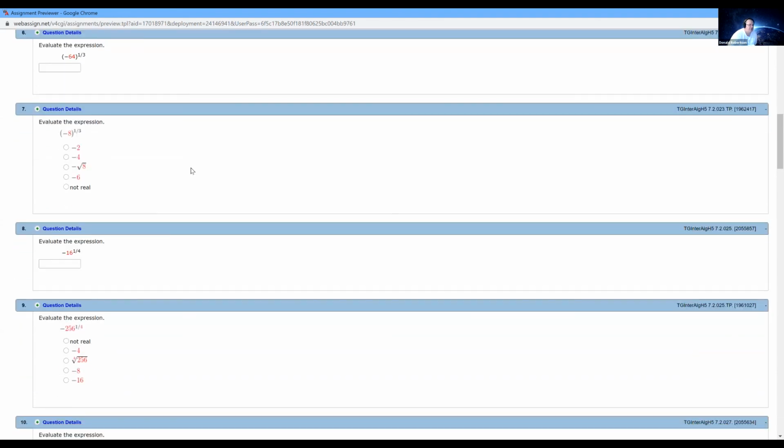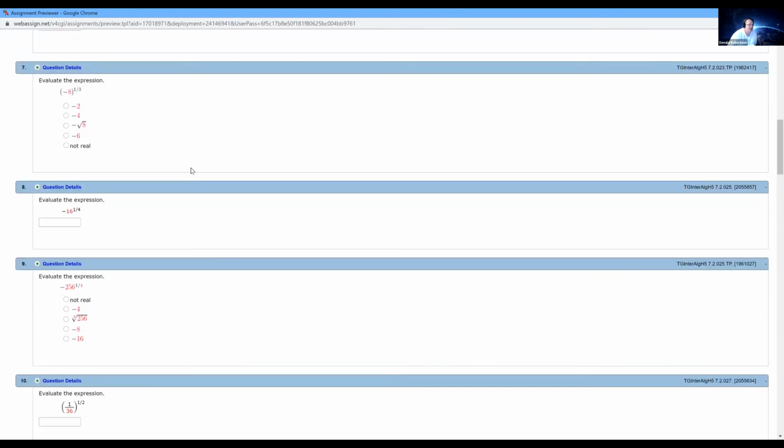And I like what they have done in question 7. -8 to the power of 1/3. That becomes the cube root of -8. Right? The cube root of -8. Which is the right answer here? -2. Good. Do you know what some of you might have thought? I'm assuming you might have thought it was not real. But isn't that only true if it was the square root of -8?